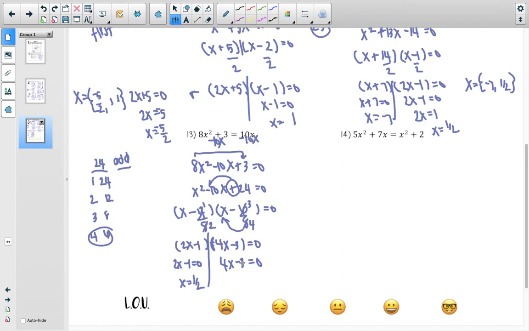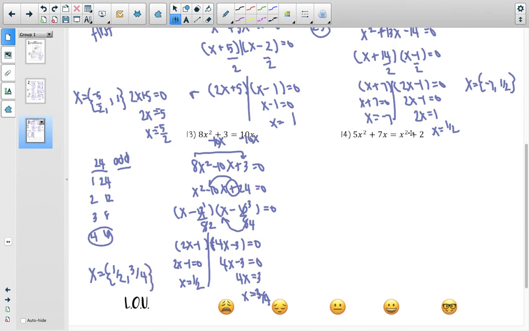Okay. So 4x minus 3 equals 0. You add the 3. Divide by that 4, and you get x equals 3/4. So the final answer for this is x equals 1/2 and 3/4. Hopefully you did number 5 too.